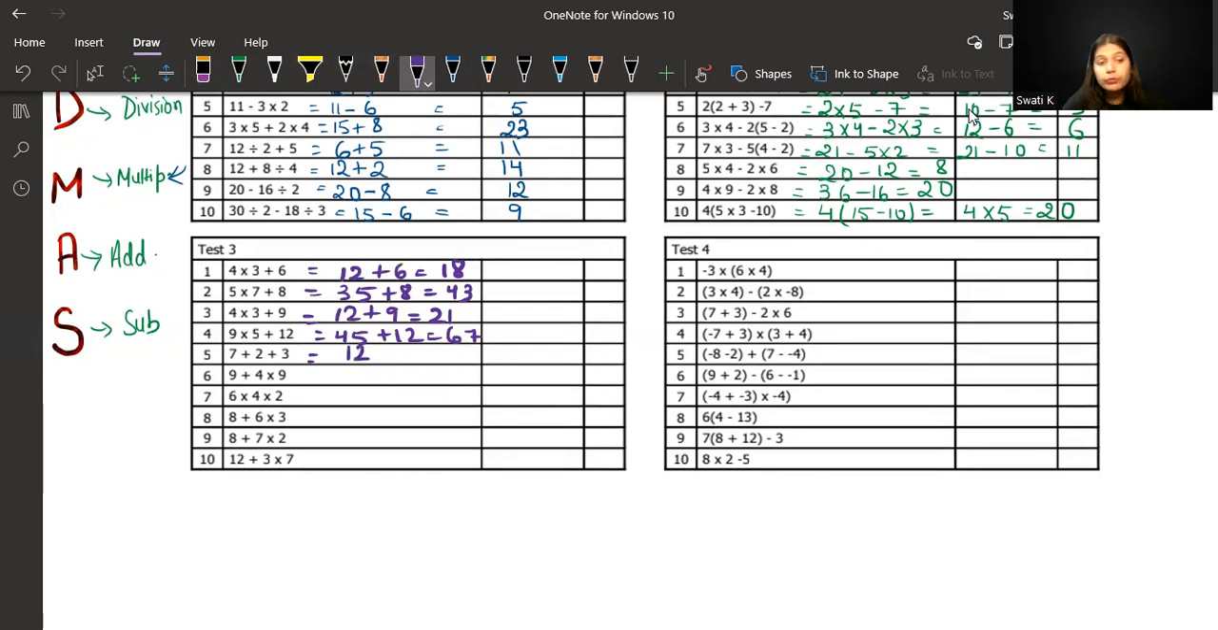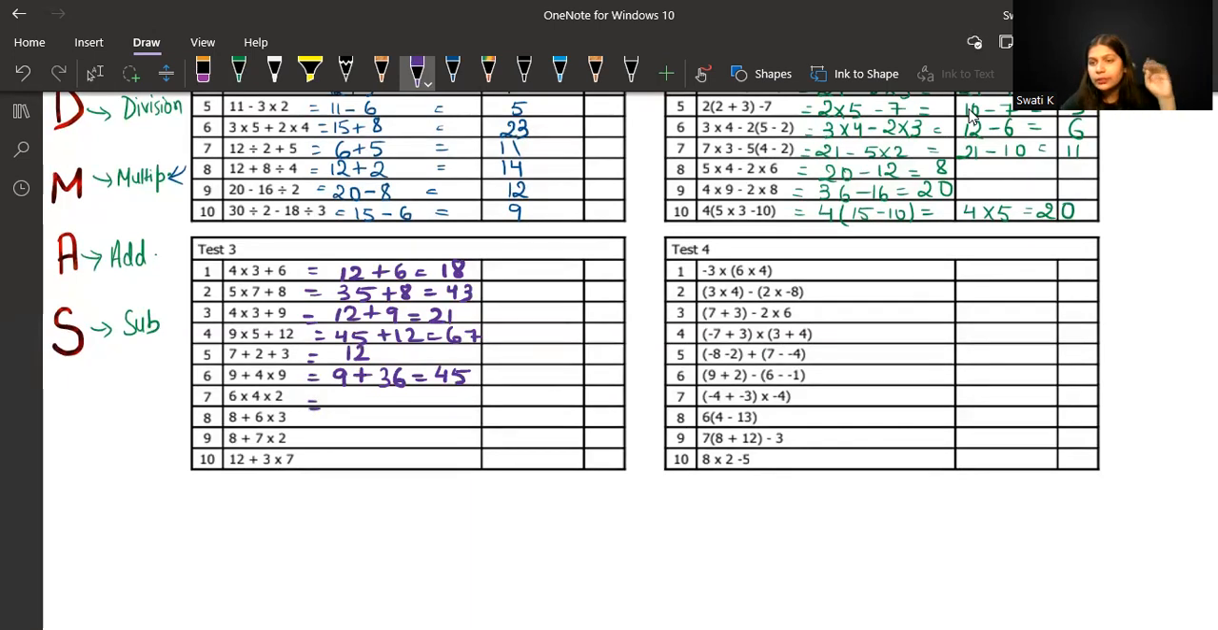So you have to do 4 times 9 first. So 9 plus, as it is, 4 times 9 is 36. And of course, 36 plus 9 is 45. Next is very simple. It's all multiplication. So 6 times 4 times 2, that is 48. Because 6 times 4 is 24. 24 times 2 is 48.